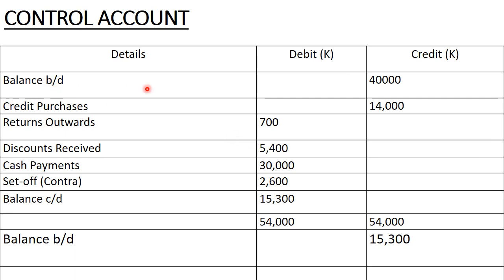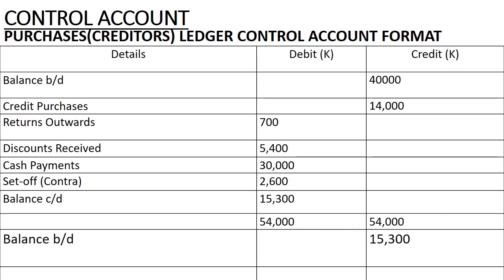So the balance is 40,000. Then the new purchases we made on credit is 14,000. Then the items we returned is 7,000. The discount received after getting the purchases is 5,400. The payment we made from whatever we are owing people is 30,000. Okay, then there was this contra, which is this. Okay, so the total is this and the balances. So this is the purchases or creditors ledger control account.